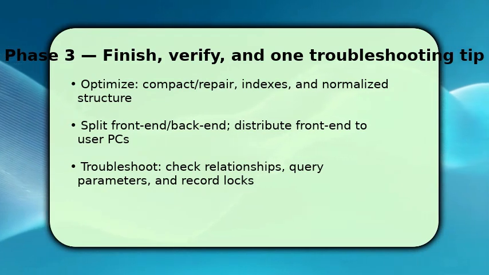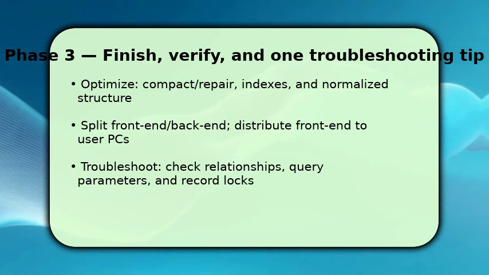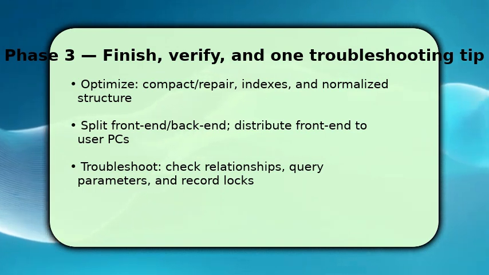Compact and repair, review indexes, and confirm normalization eliminates redundancy. Split the application into a backend for data and a frontend for UI, then distribute the frontend to user machines. This improves concurrency and simplifies updates.